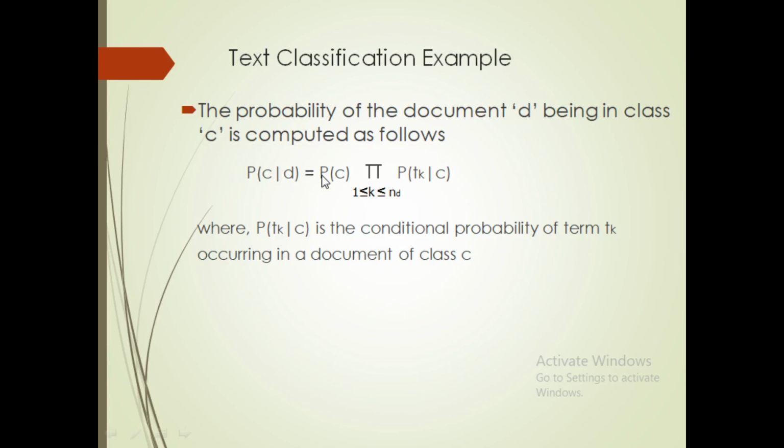Here we have the posterior probability formula again, which is given by P of C, which is nothing but the prior probability of a class. Then we have another term, P of Tk given C, which is the conditional probability of term Tk occurring in a document of class C. We'll consider an example.